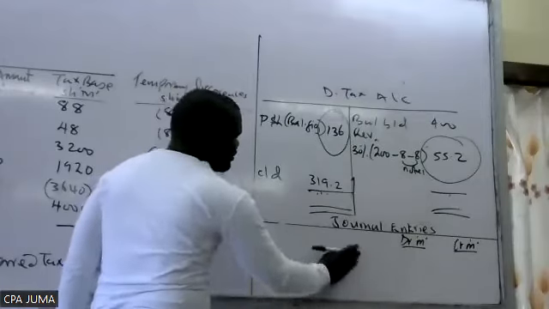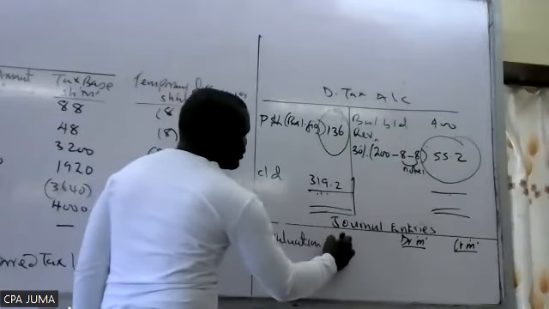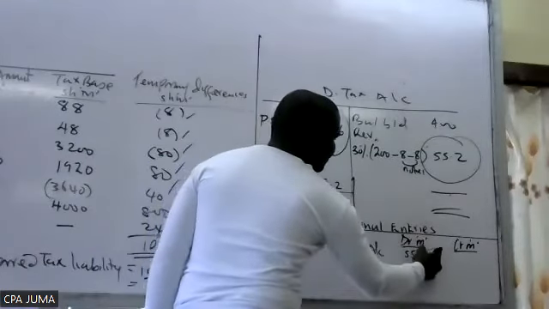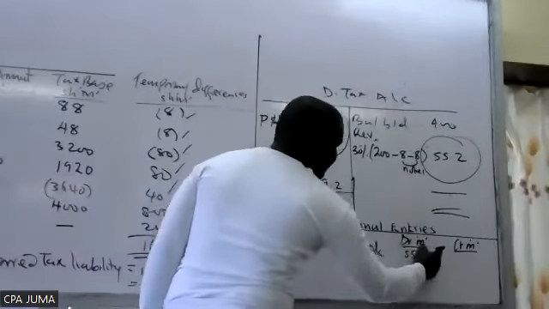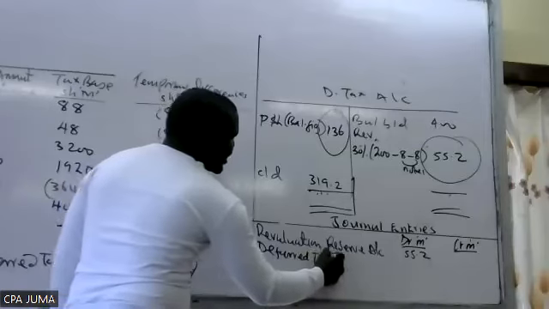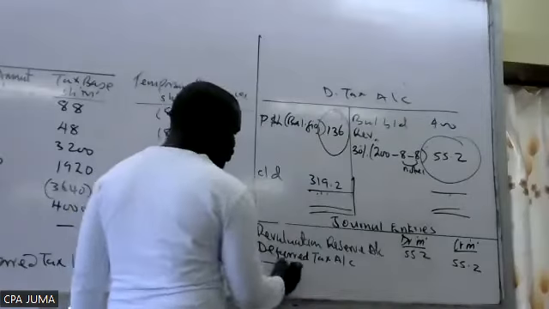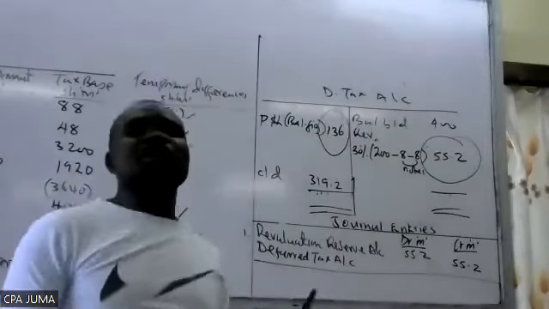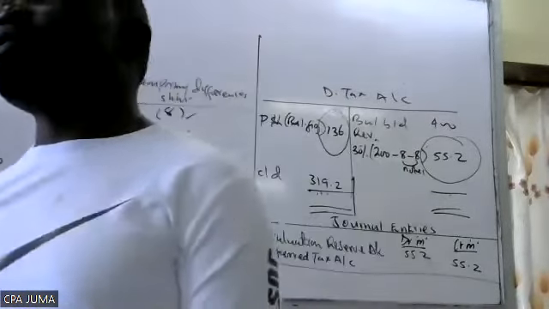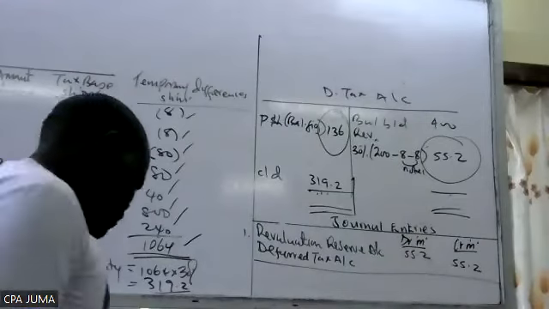So we debit which account? Revaluation, sure. Revaluation reserve account 55.2, because we have credited the deferred tax account also with 55.2. Narration, you can say whatever makes you happy. They are not standardized. Just say to record deferred tax on revaluation.